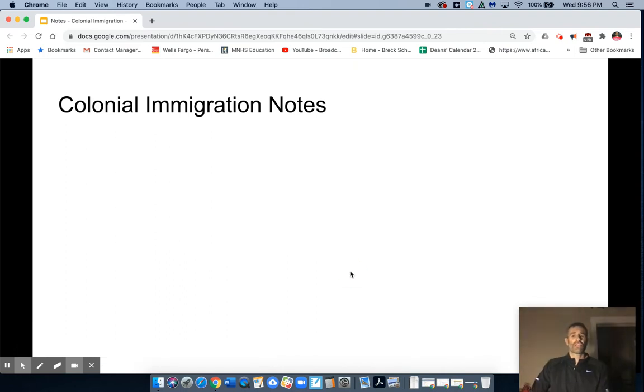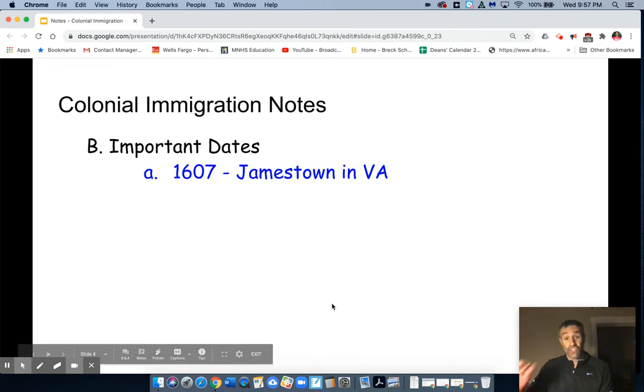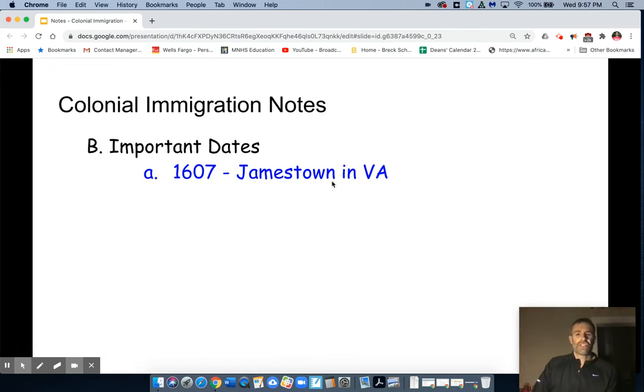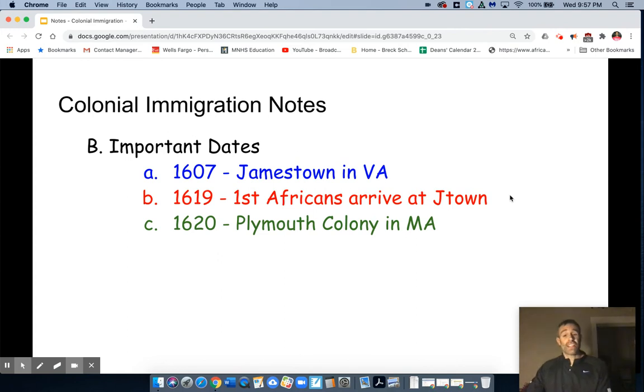Okay, colonial immigration notes continued. Important dates to know. The first one is 1607, and this is Jamestown in Virginia. That's when it was the first successful English colony. In 1619, the first Africans arrived at Jamestown, and we're going to study that story as well this year. And another important date is 1620, when Plymouth Colony was formed in Massachusetts.